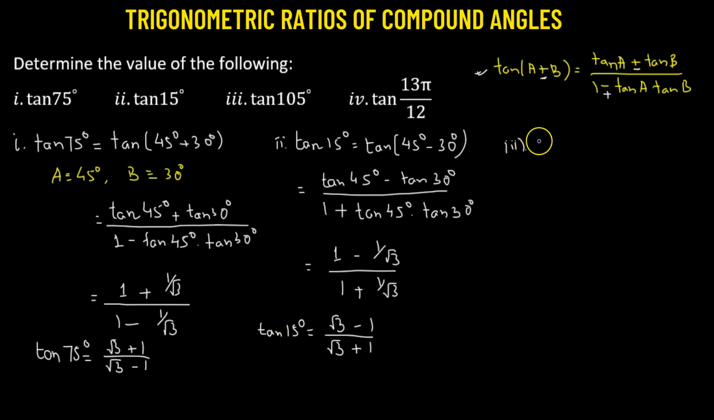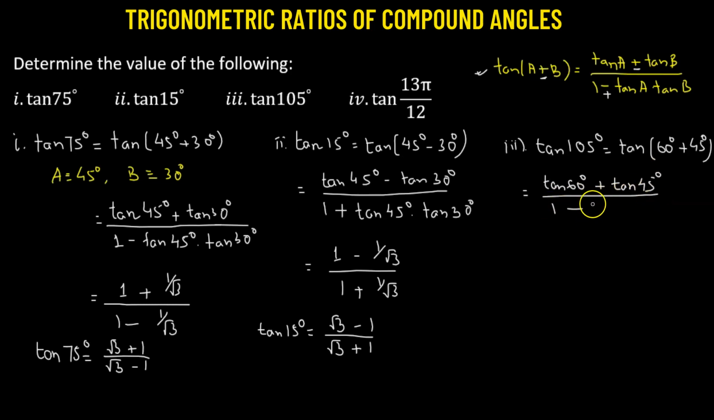The third one, we have to find out the value of tangent 105 degrees. So since we do not know the standard value for tangent 105 degrees, what we can do, we can break down 105 degrees as 60 degrees plus 45 degrees. So 60 plus 45, that adds up to 105. So we are going to use this formula for tangent of A plus B. So we're going to get tangent of 60 degrees plus tangent of 45 degrees whole divided by 1 minus tangent of 60 degrees times tangent of 45 degrees.